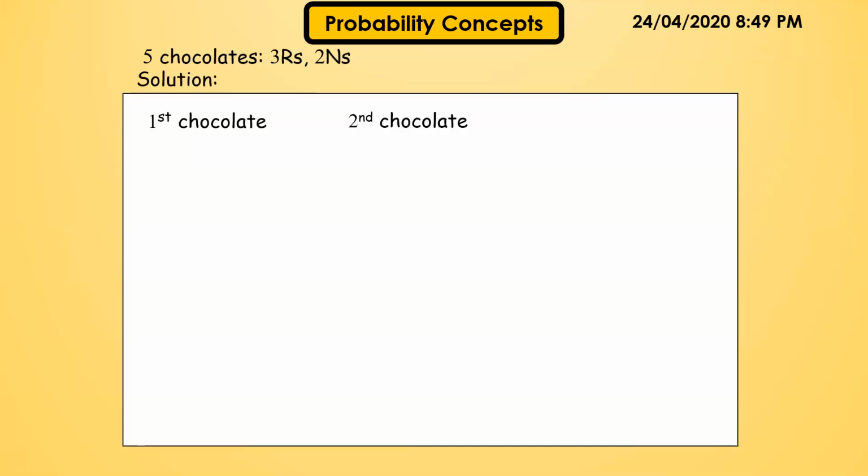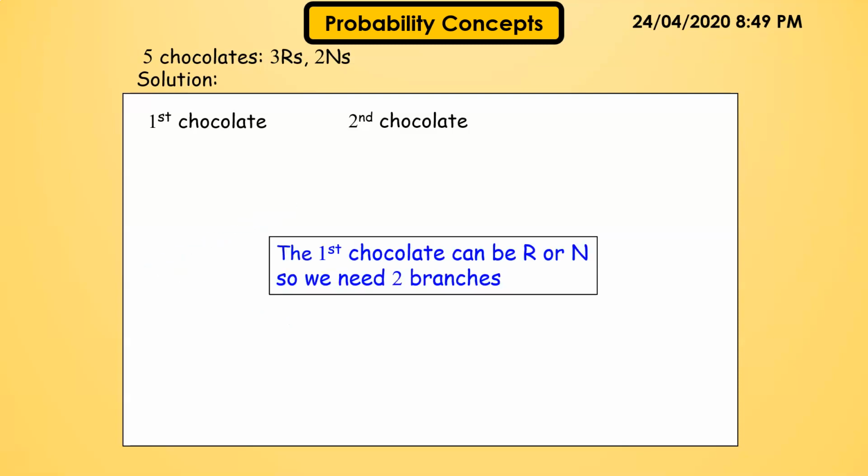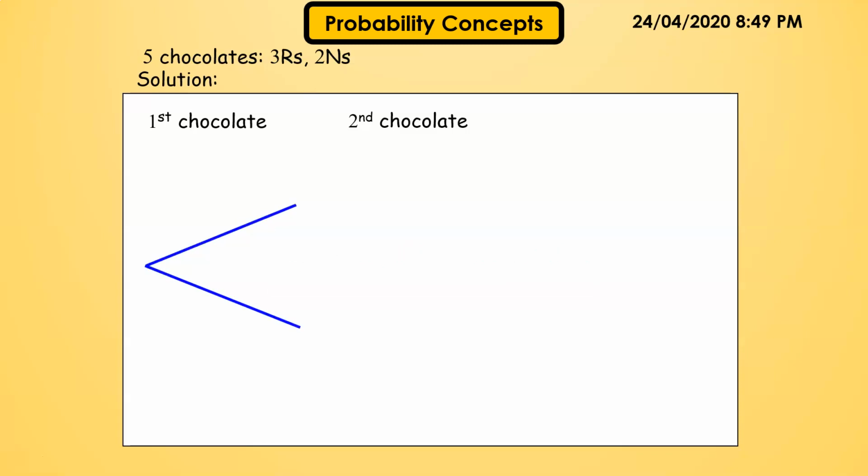So, usually with a tree diagram, you start with a blank canvas, and what we have to do is think of the situation. So we've got 5 chocolates, 3 raspberries, 2 nougats, and we've got 2 events. Event 1 is choosing one of the chocolates. Event 2 is choosing 2 of the chocolates. So if we think about the first event, 1 chocolate, how many outcomes are there? Well, there's 2. You either choose a raspberry or a nougat. So you need 2 branches.